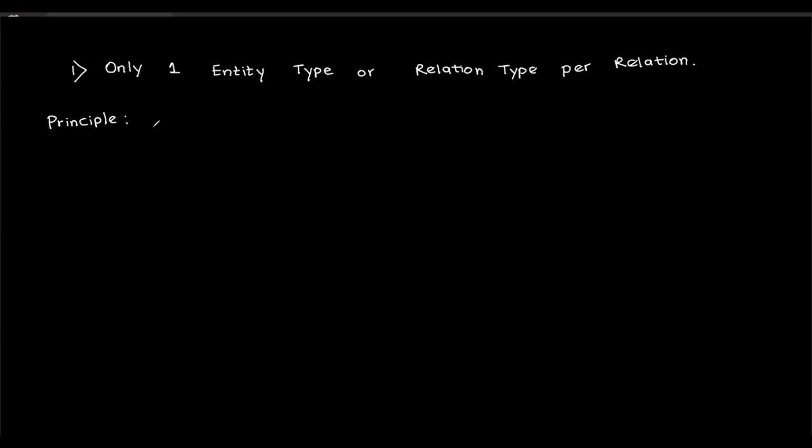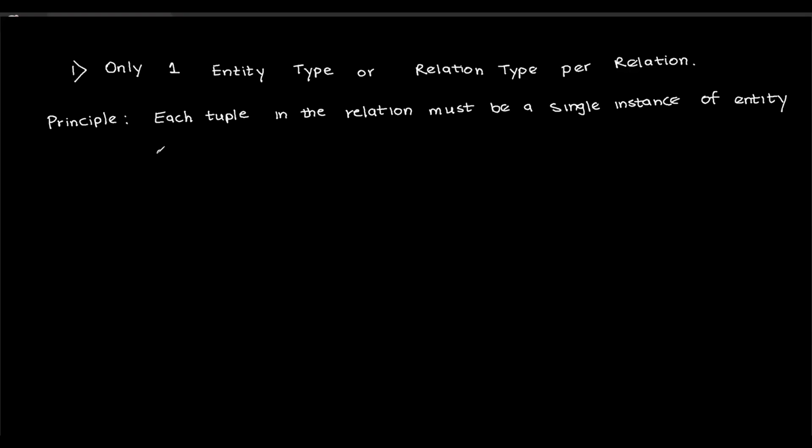Here, each tuple that we find in a relation must be a single instance of the entity or relationship instance. So this is what I mentioned earlier. I will explain it step by step.